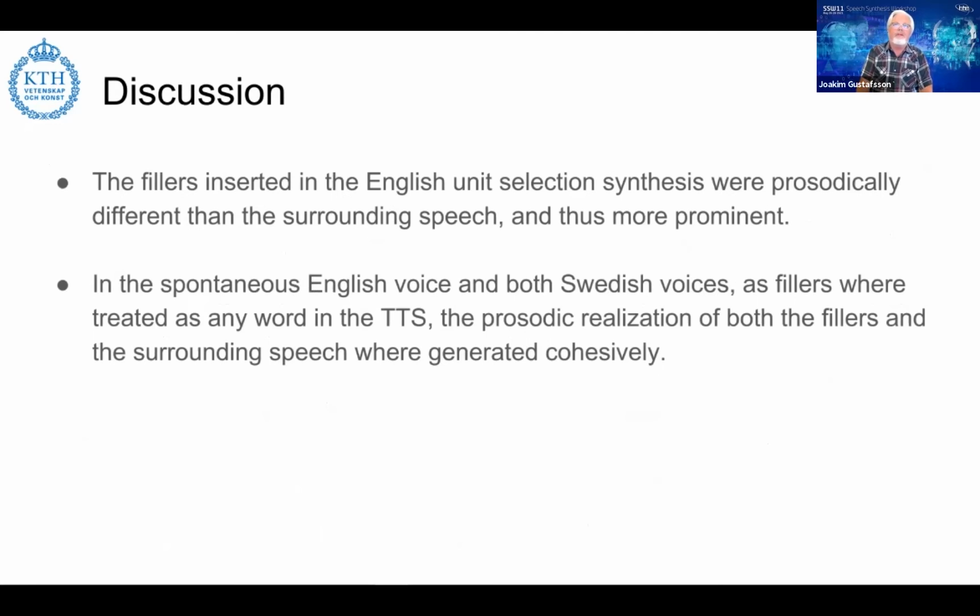So why do we have a difference between these voices? One difference is that in this unit selection voice, the surrounding speech and the fillers weren't matching, so they became more prominent. While in the way we did this, we treated fillers as any words in the TTS, which means that the prosodic realization of fillers and surrounding speech is cohesive. So if we insert a filler like "um", the speech afterwards will actually be slower and more hesitant, while if you have "like", it might be even faster. So it actually makes it more coherent.